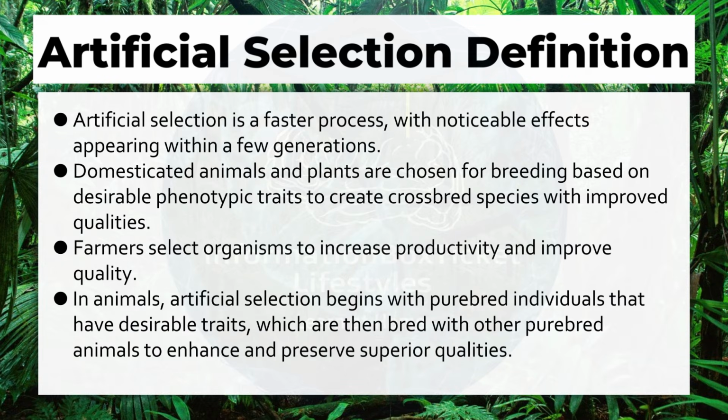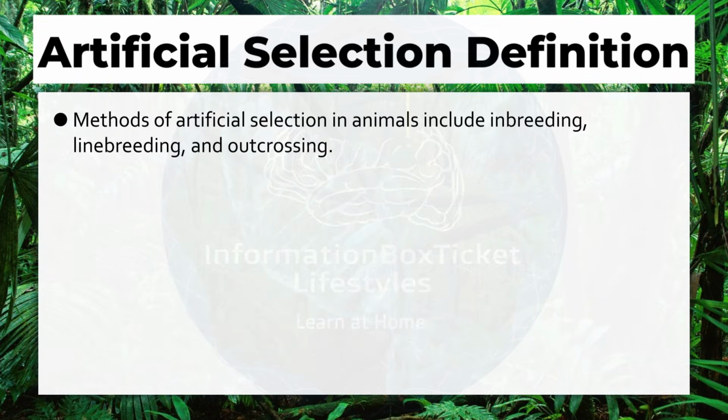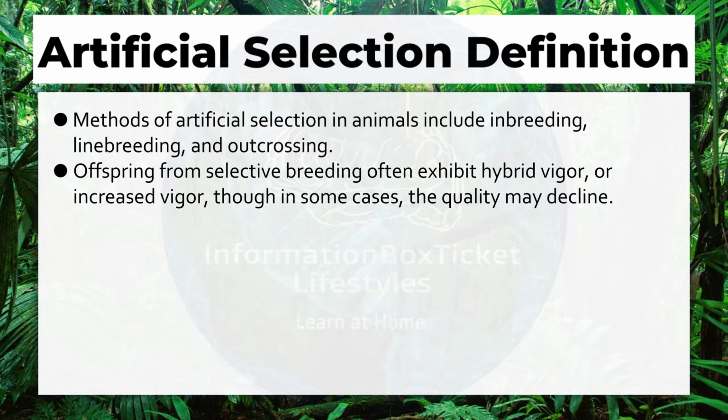In animals, artificial selection begins with purebred individuals that have desirable traits, which are then bred with other purebred animals to enhance and preserve superior qualities. Methods of artificial selection in animals include inbreeding, line breeding, and outcrossing. Offspring from selective breeding often exhibit hybrid vigor or increased vigor, though in some cases the quality may decline.